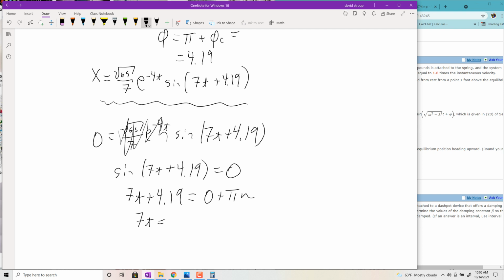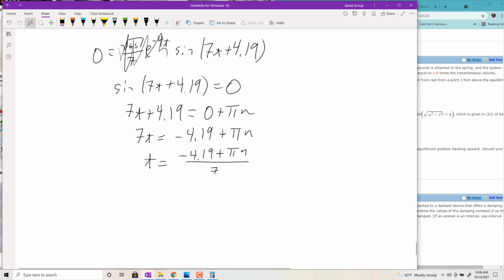So you get 7t equals -4.19 plus multiples of pi, divide both sides by 7, all over 7. So clearly when n is 1, that doesn't even make sense, because that's going to give you a negative time. When n is 2, that will be the first time it goes through the equilibrium point. So we want to let n equal 3. That'll be going back up through the equilibrium point.